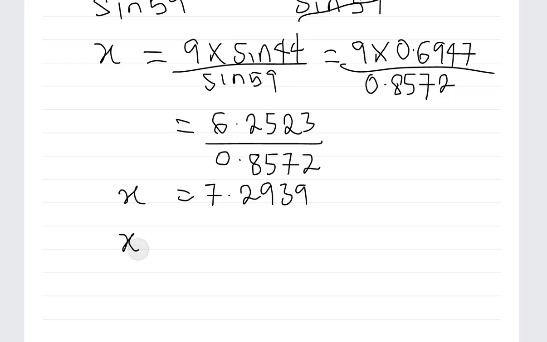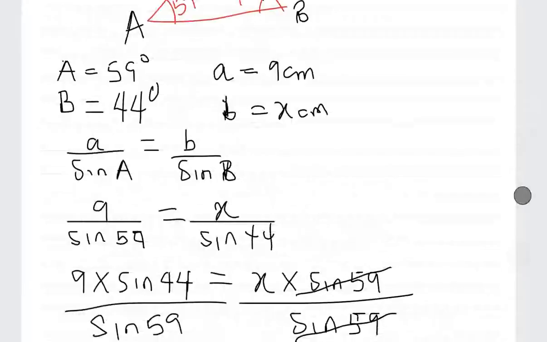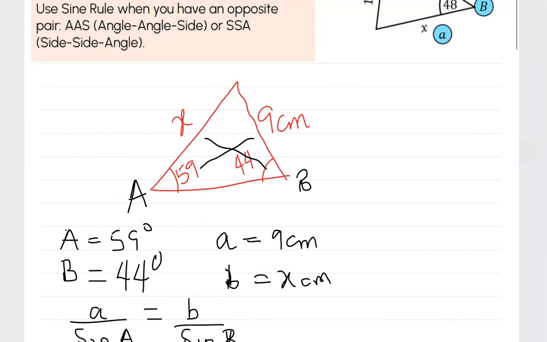If I want to approximate to 2 decimal places, I will have 7.29. If I want to put it in 1 decimal place, that will be 7.3 centimeters. So that means our side x here is 7.3 centimeters. Can you see that now? That is the beauty of this thing.